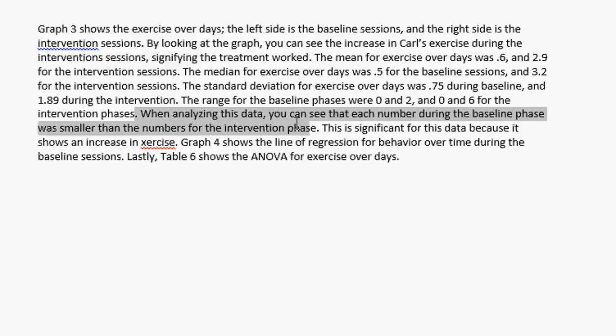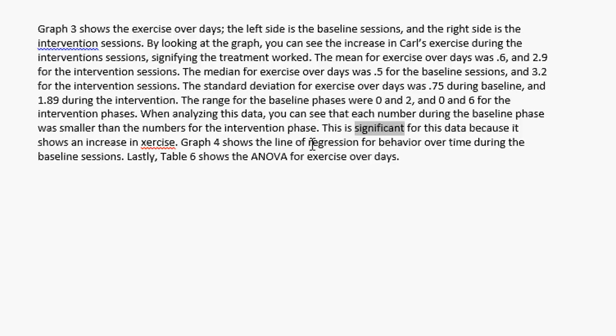And then it says, when analyzing this data. Now keep in mind, data is a plural, so if you're going to say this data, it's incorrect. You should say these data. When analyzing these data, you can see that each number during the baseline phase was smaller than the numbers for the intervention phase. What do we mean by numbers? Do we mean the values that we're observing in terms of miles walked? What does that refer to? This is significant for this data because it shows an increase in, and that's not a good word, exercise. Also be careful about the use of the word significant. When we say significant, we usually mean statistically significant, not just meaningful.